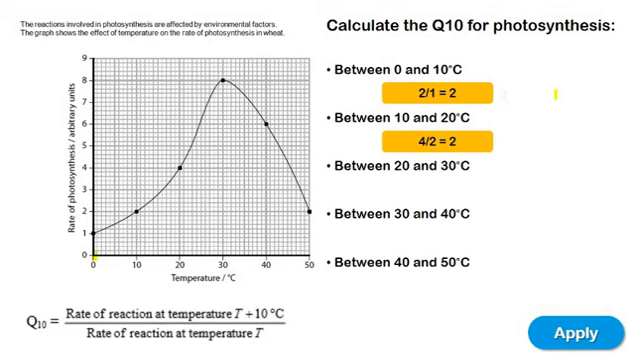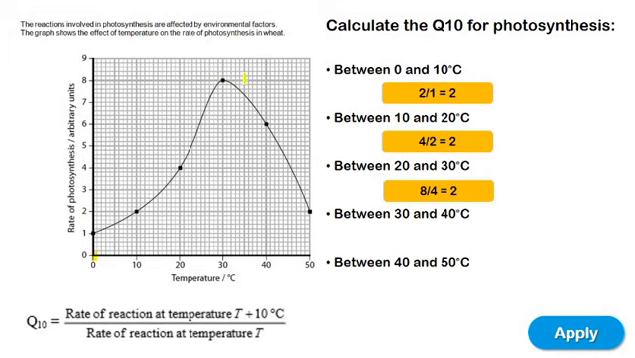So if you stop the video now and try to do the next 3 Q10s. The answers for those are: between 20 and 30, it's 8 divided by 4 to give you 2. Again, we have double the rate of reaction. But between 30 and 40, you can see that the rate of reaction starts to decrease.